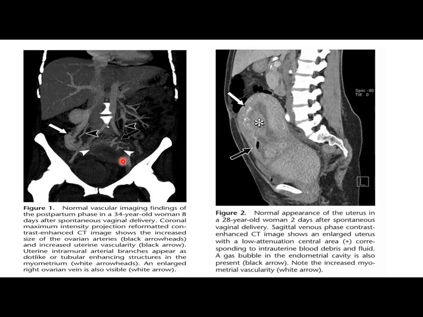This is a sagittal section of contrast enhanced CT, showing a hyperintense or hypoattenuating mass within the endometrial cavity. This is the remaining blood clot, which is normal. Also, increased vascularity and an enlarged uterus with the presence of gas within the endometrial cavity up to 3 weeks is normal in the absence of any other clinical feature.